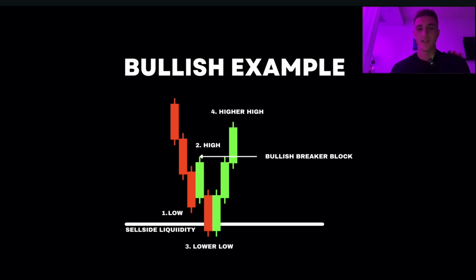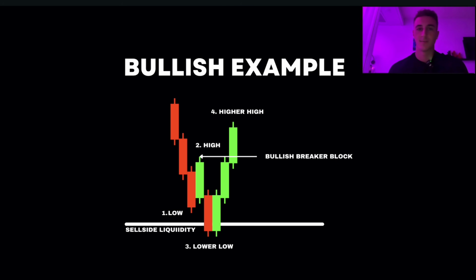Don't get me wrong, entering off the breaker block is still high probability, and I sometimes do it when there's no fair value gap formed. But of course, if there are more PD arrays in one area, the higher probability that trade is going to be. If you have an order block, a breaker block, a fair value gap, a ton of PD arrays and confluences in one area, it's going to be 10 times more high probability than just entering off one confluence. Let's say for example we even have an SMT at the lows. That's an extra confluence and a signal to me that price wants to reverse here and head higher. Hopefully that makes sense.